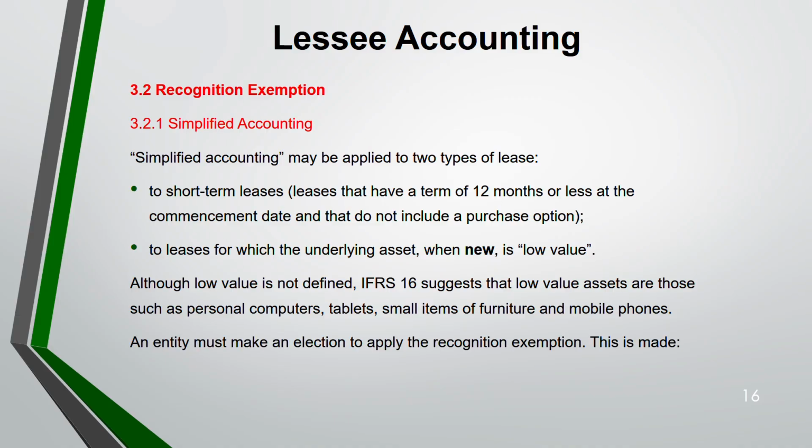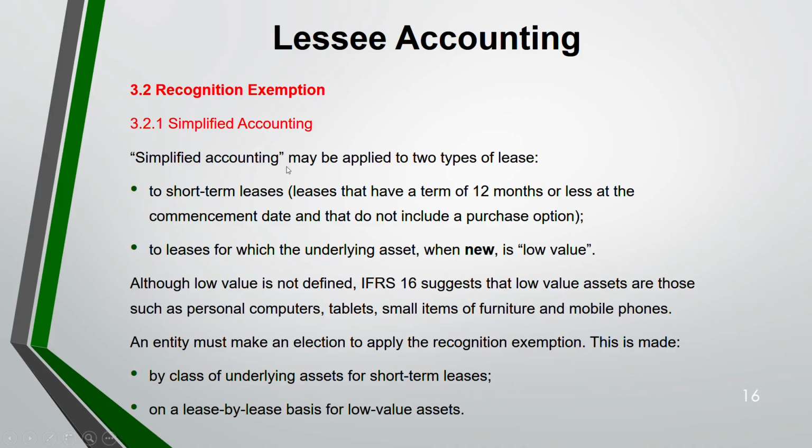Okay. Simplified accounting means an entity must make an election to apply this recognition exemption. That means they have to make an election to apply simplified accounting. This is not automatic. This is made by class of underlying assets for short-term leases, or on a lease-by-lease basis for low value assets.